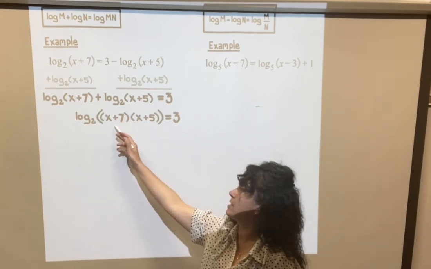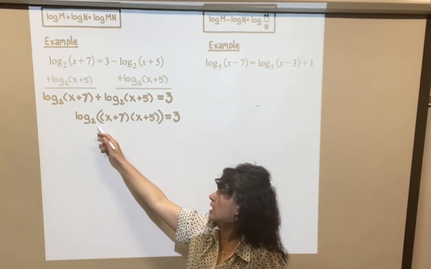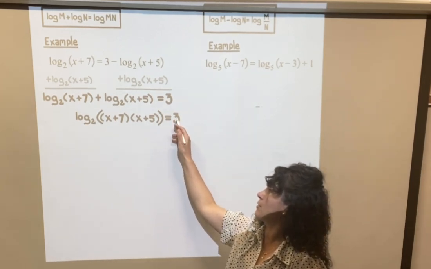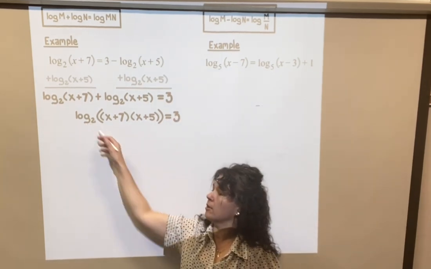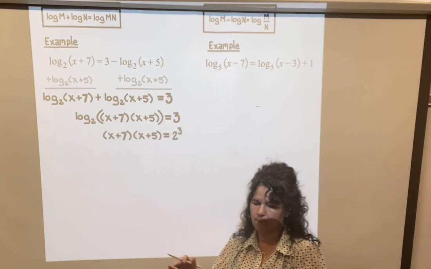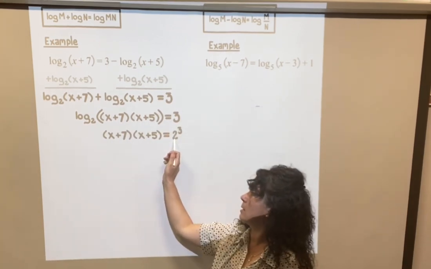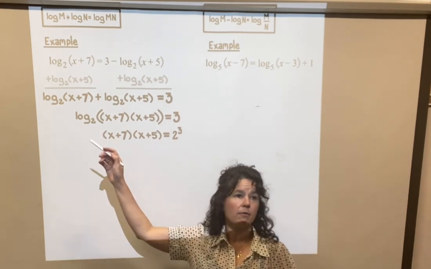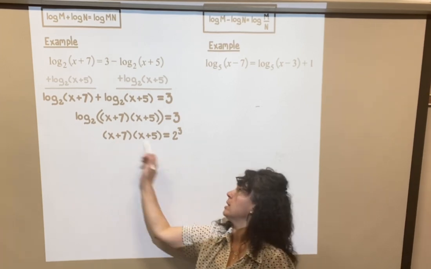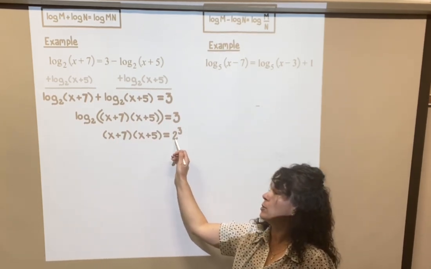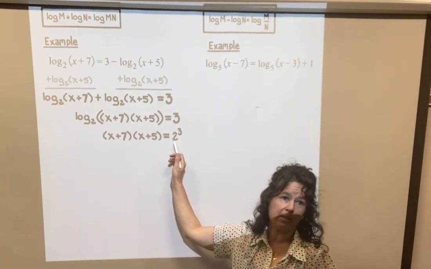Then as soon as you have a single log, we're ready to change to exponential. So that 2 tunnels under and pushes that 3 up. So it's 2 to the power of 3 equals, and then the log is gone. Also, I've had a couple people accidentally putting this number in the wrong place. Just think about vocabulary. This is a base, log base 2, and on this power, 2 is a base and 3 is an exponent. So the base became a base.